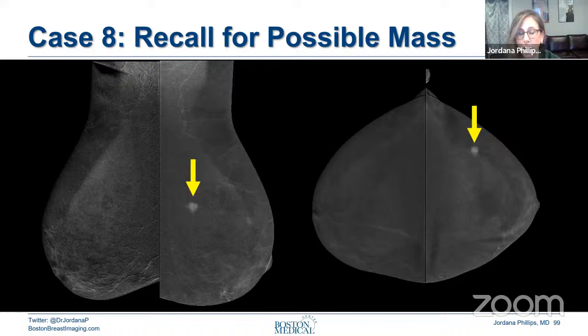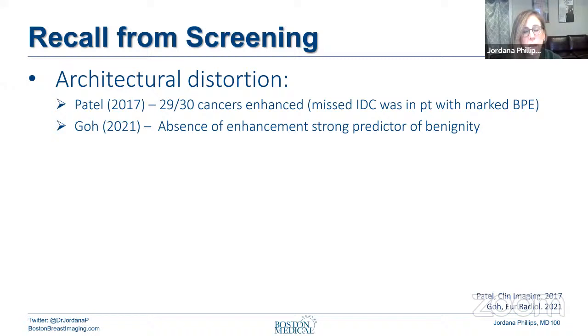So now let's look at the data. For architectural distortion, again, this is an area that I really love. Patel and colleagues published the first study on this in 2017. And they said that enhancement was associated with 29 of the 30 cancers.